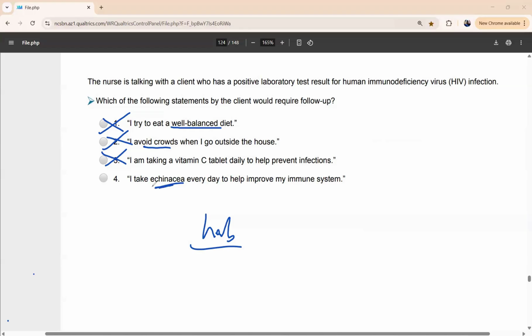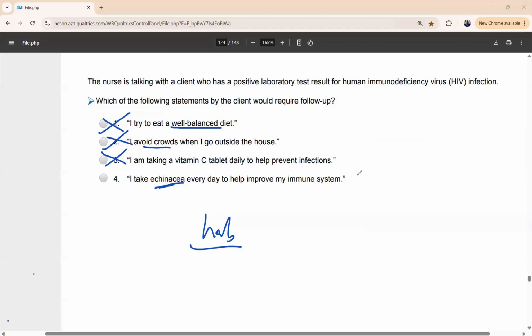Because most of the time, most herbs are not properly prepared in a certain way that it can kill any kind of bacteria that might be in it or something like that. So if you are giving it thinking it's going to do something, but it's going to cause the opposite, we don't want to do that for patients that have immune system problems. So that's the main reason why this is going to be the red flag.